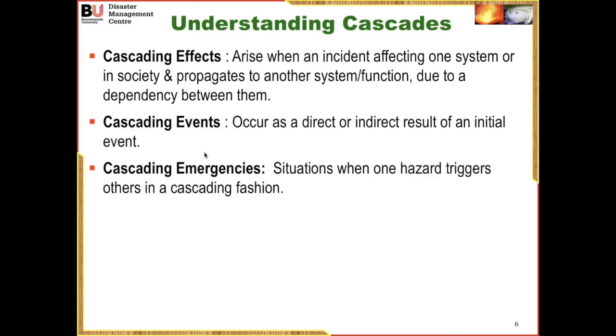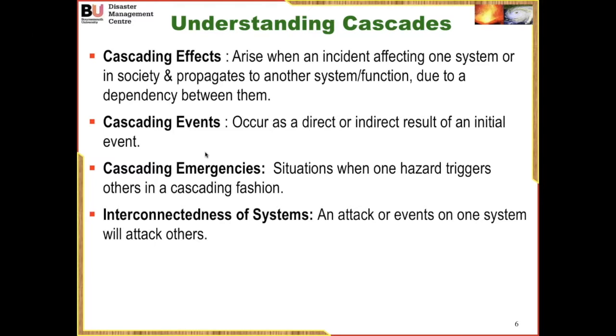Another common terminology you see is cascading emergencies. An example of that would be an earthquake that ruptured natural gas pipelines, which could result in fires and explosions, which may dramatically escalate the type and magnitude of the event. There's also interconnectedness of systems. An attack on one critical infrastructure, for example, can lead to cascading losses of services and financial consequences for government, society, and the environment.